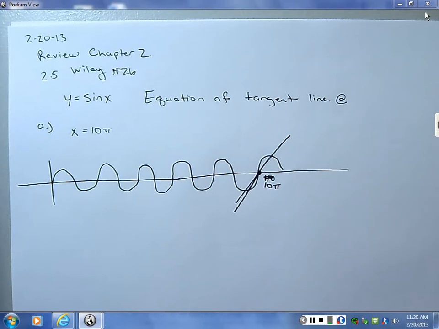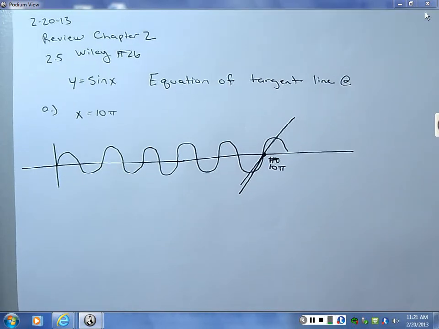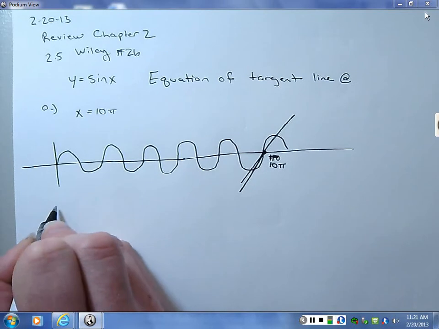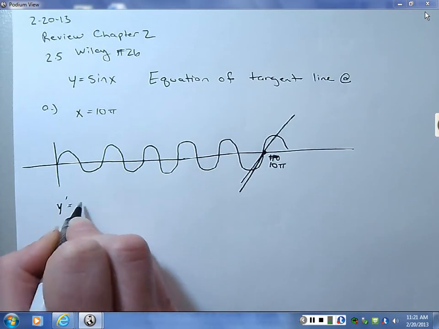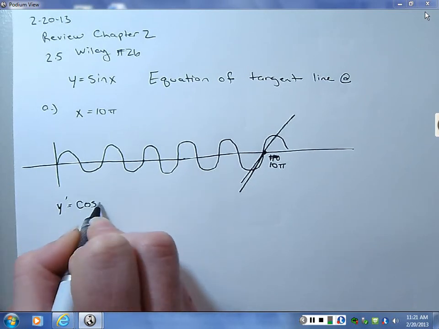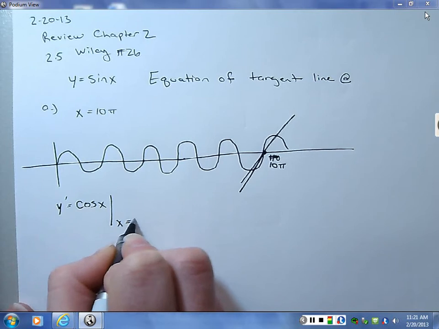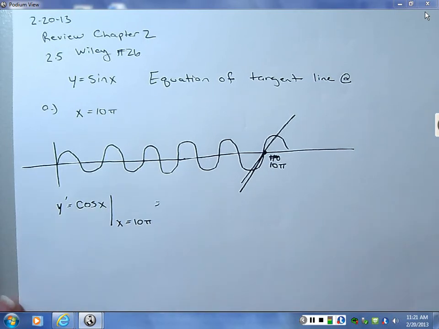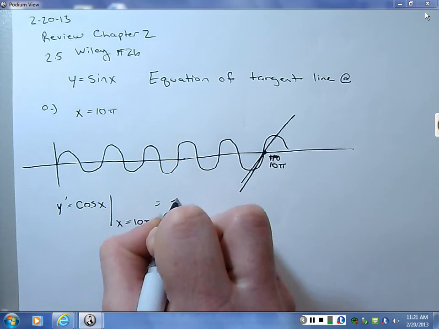Positive. So that should be just some kind of reassurance. So what is the derivative of sine? Cosine. And I evaluated at 10 pi. What's cosine of 10 pi? What is it? 1. Good.